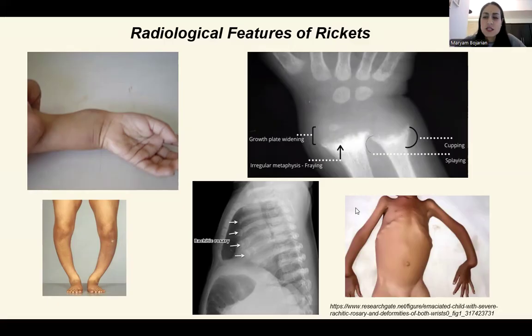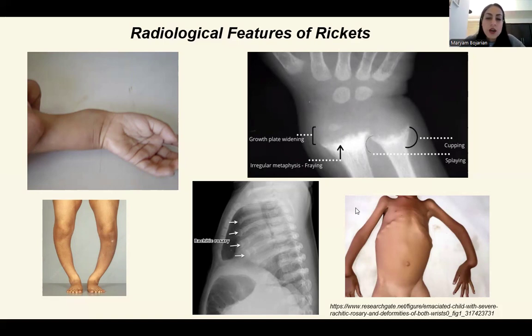Characteristic signs at the growth plate or metaphysis: you can see widening of the growth plate, cupping of the metaphysis, and fraying of the metaphysis, which is an irregular fuzzy metaphyseal border. As you can see, we have a splayed or flared metaphysis, which is widening and outward flaring of the metaphysis. You can see bowing of the long bones, especially the tibia and femur.